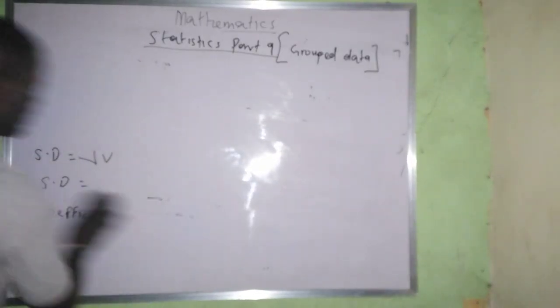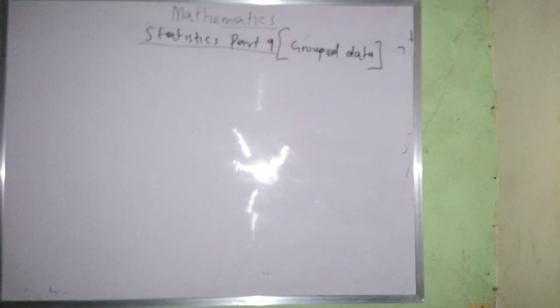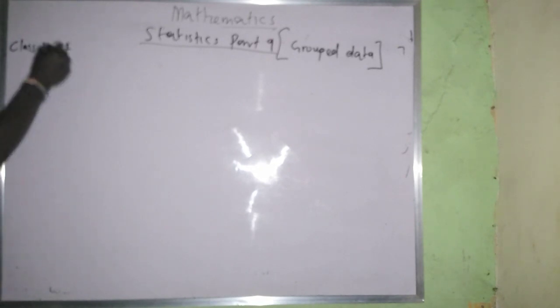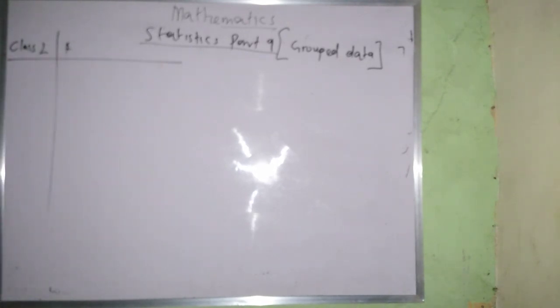Now, I have a particular frequency distribution. I have a table this way. I have my class limit, my mark, and my frequency. I need to achieve everything I stated earlier: my mean, my variance, my standard deviation, and coefficient of variation.